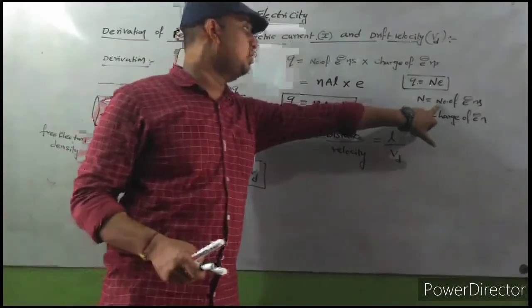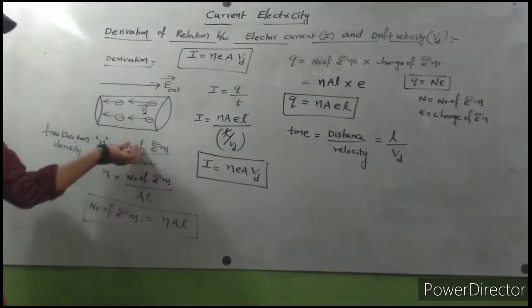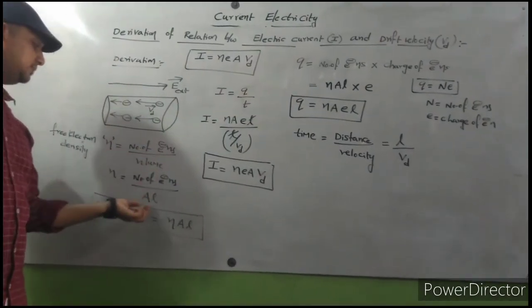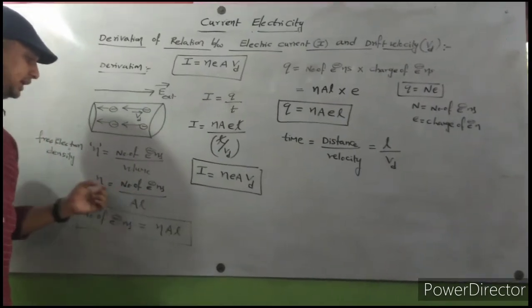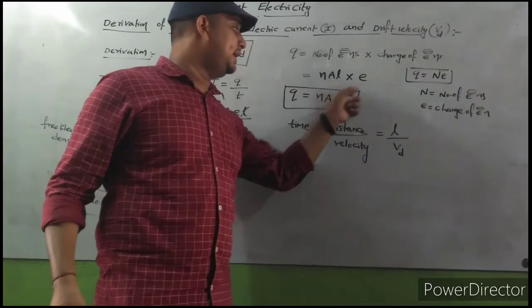Number of electrons, how to find? By using the volume. Number of electrons is equal to N into Al. If you substitute N into Al here, we will get NaEl.